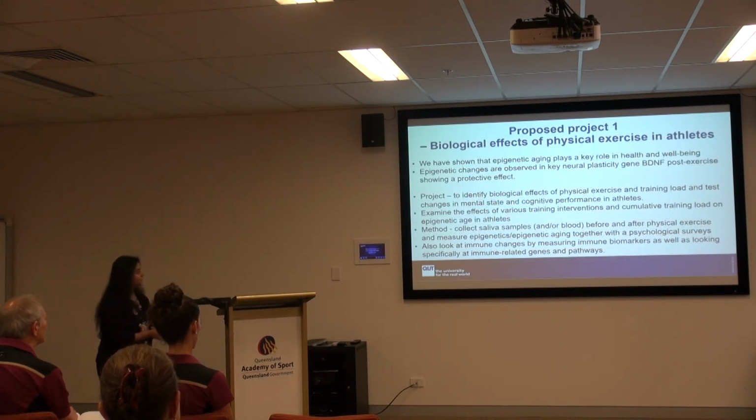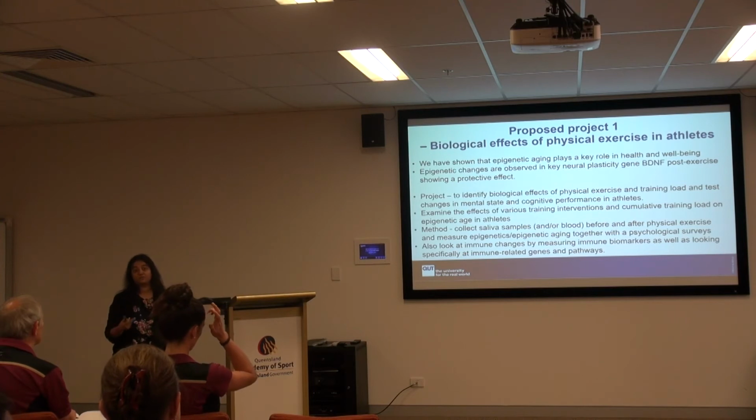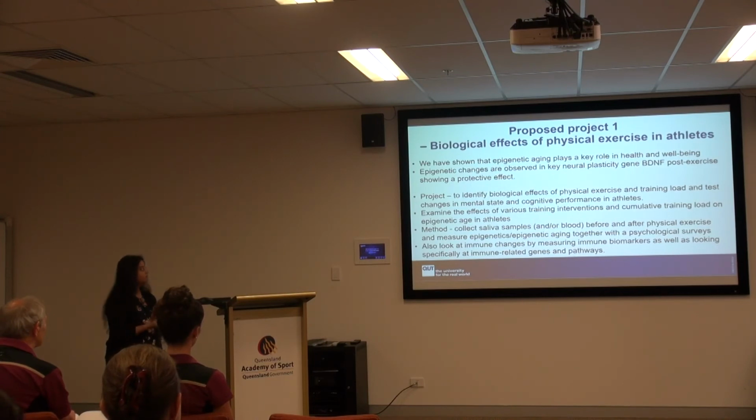So this is what I thought would be really interesting with the athletes, and just a proposal. So as I've pointed out, we've shown that epigenetic aging plays a key role in health and well-being. There are some key genes involved, such as the BDNF gene, where we've shown that exercise specifically can alter the methylation. So I would really be interested in looking at what the biological effects of physical exercise and training load are in athletes. I want to look at the changes in the mental and the cognitive performances in athletes before and after physical training. This would be quite interesting.